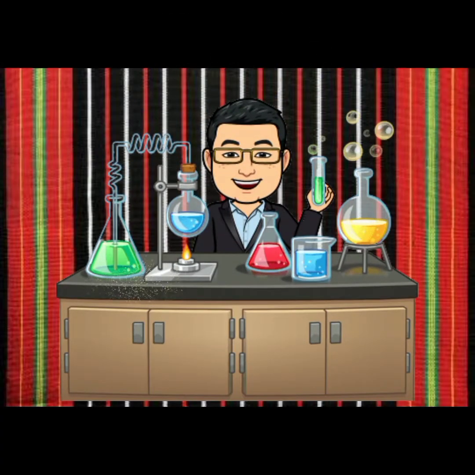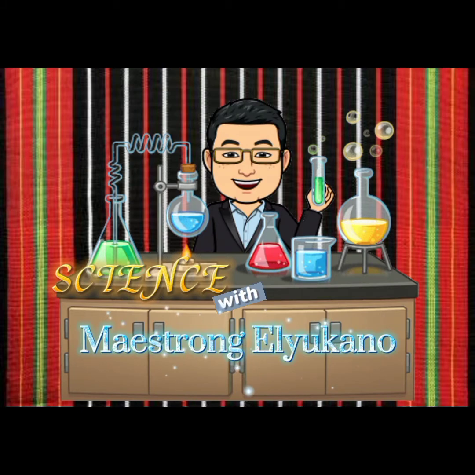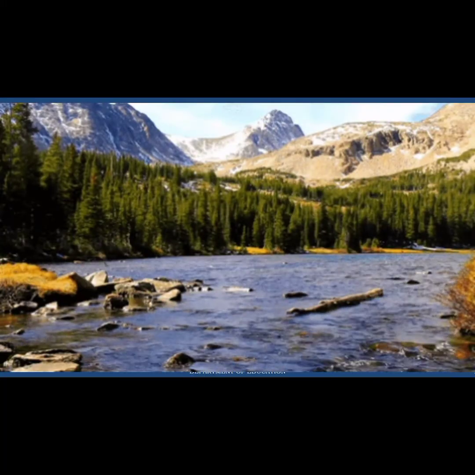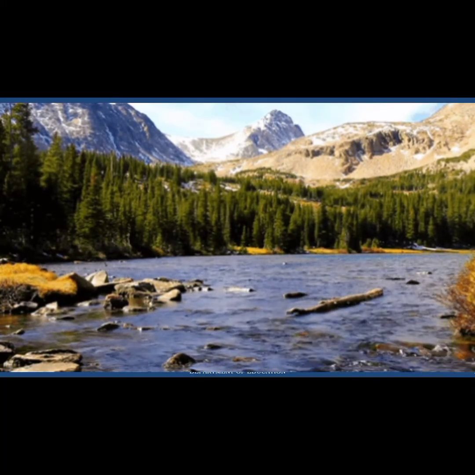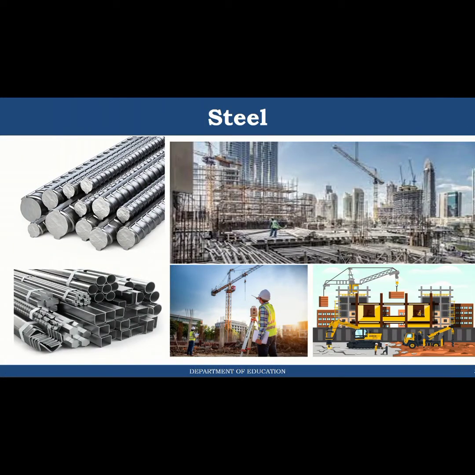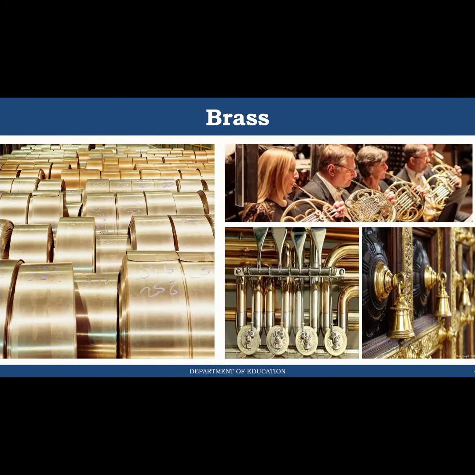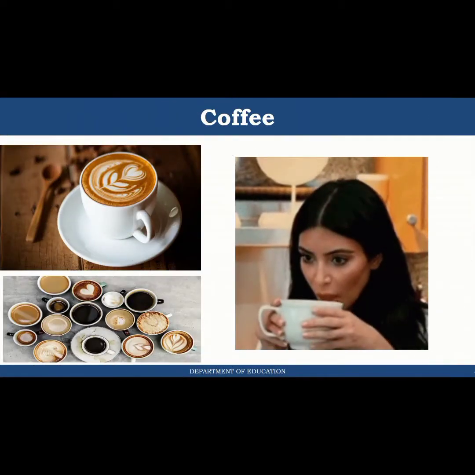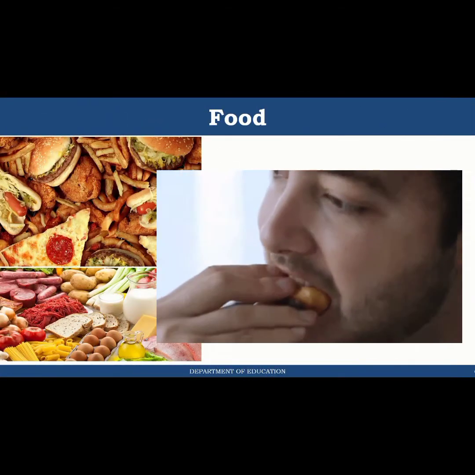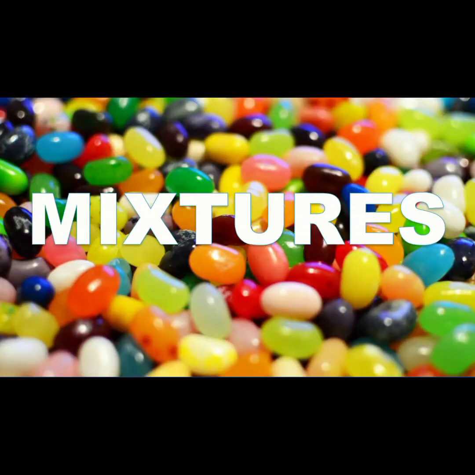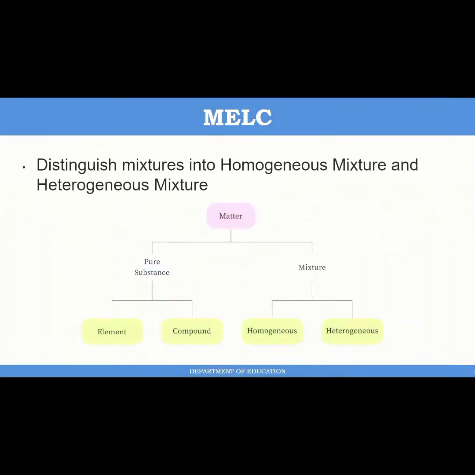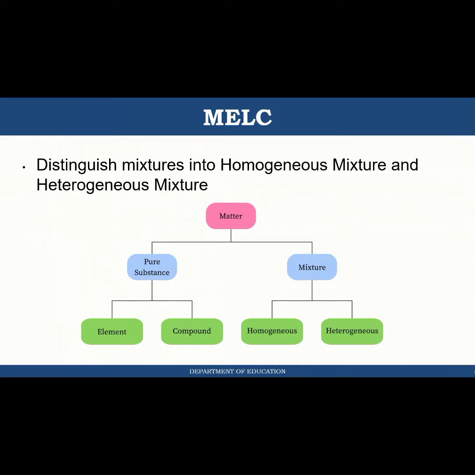Come and join me as we explore the wonders of science. Many of the things around us are actually mixtures. The steel used in construction, the brass used in musical instruments and industrial equipment, the coffee you are drinking every morning, the food you eat. All these things are mixtures. Today, we will distinguish mixtures into homogeneous mixtures and heterogeneous mixtures.